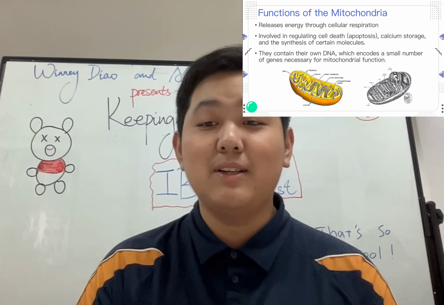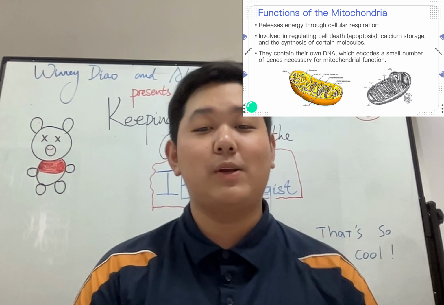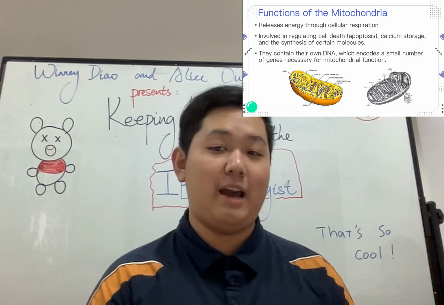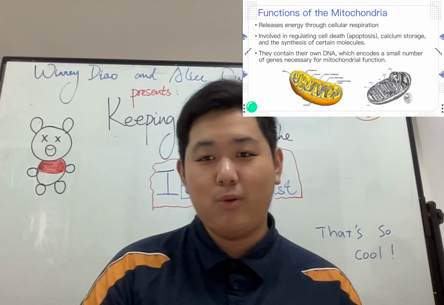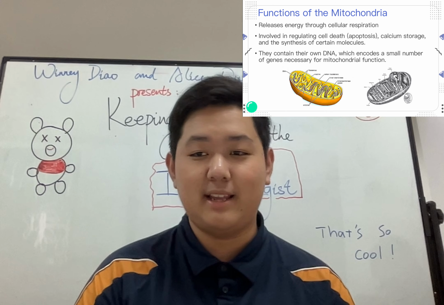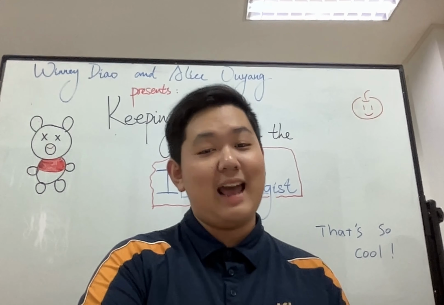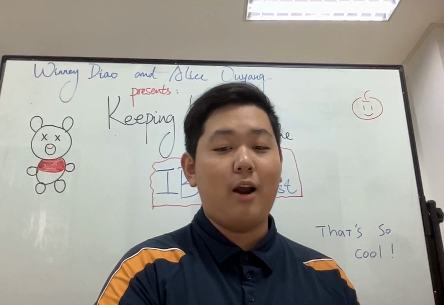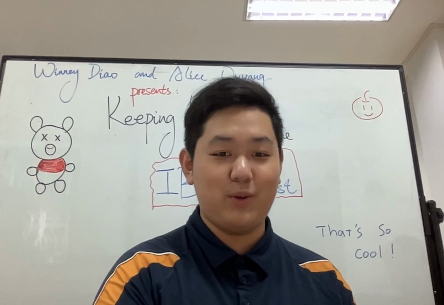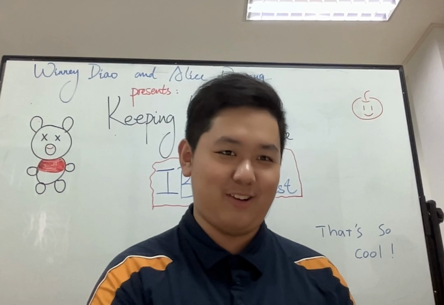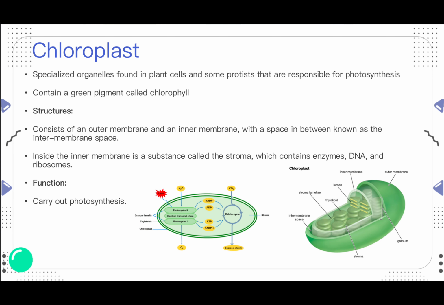And they also contain their own DNA, also known as the mitochondrial DNA or mDNA, which encodes a small number of genes necessary for mitochondrial function. And next, we are moving on to the chloroplasts.